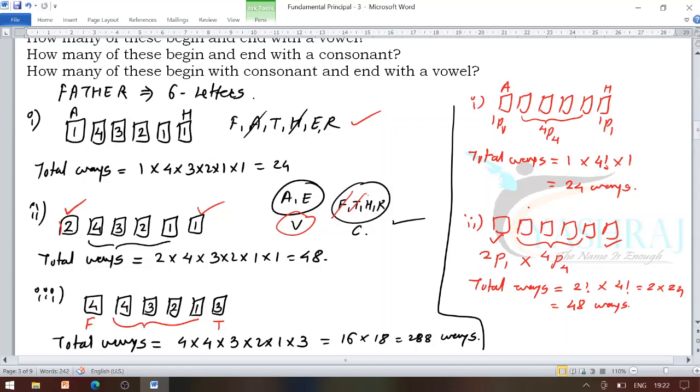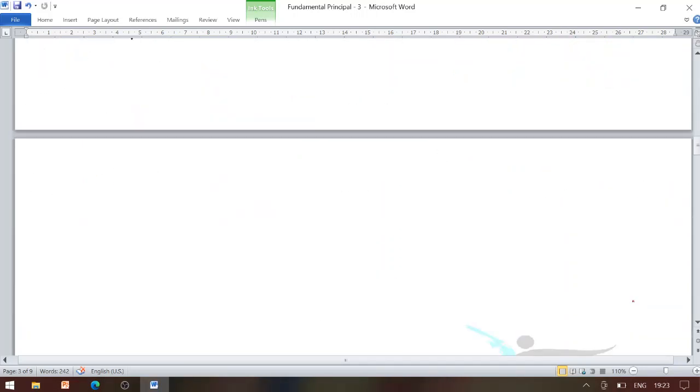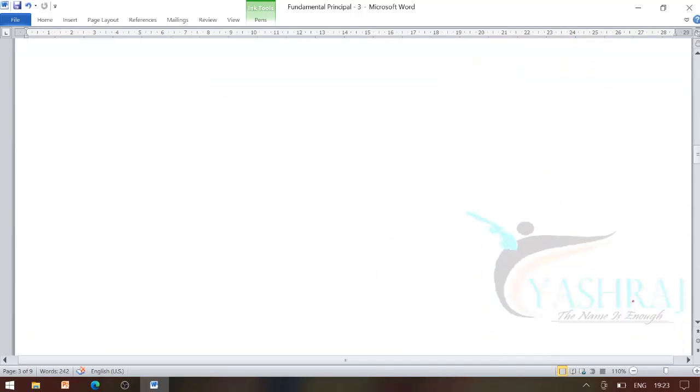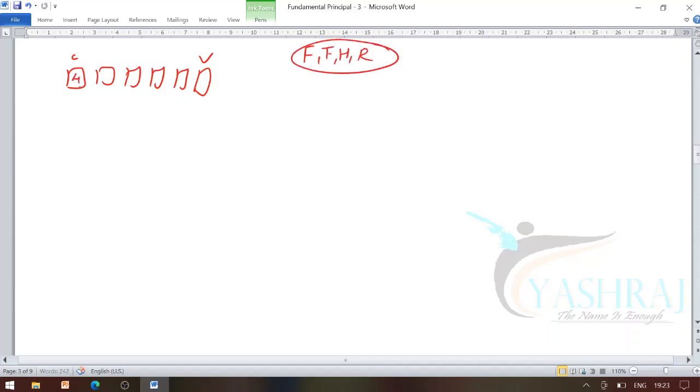Now look at the last question. How many of these begin with the consonants and end with the vowels? So it should begin with a consonant, let C stand for consonants, and end with a vowel. Which consonants do we have? F, T, H and R. So there are 4 ways to fill up the first box. How many vowels do we have? Only A and E, 2. So there are 2 ways to fill up the last box.